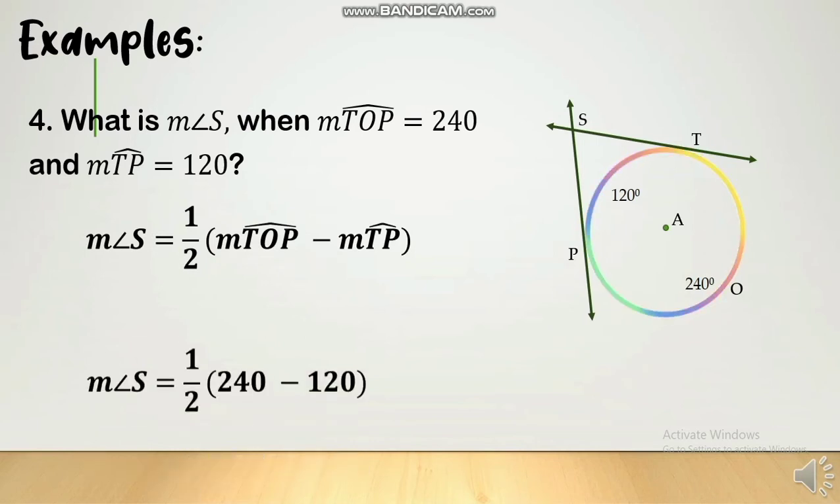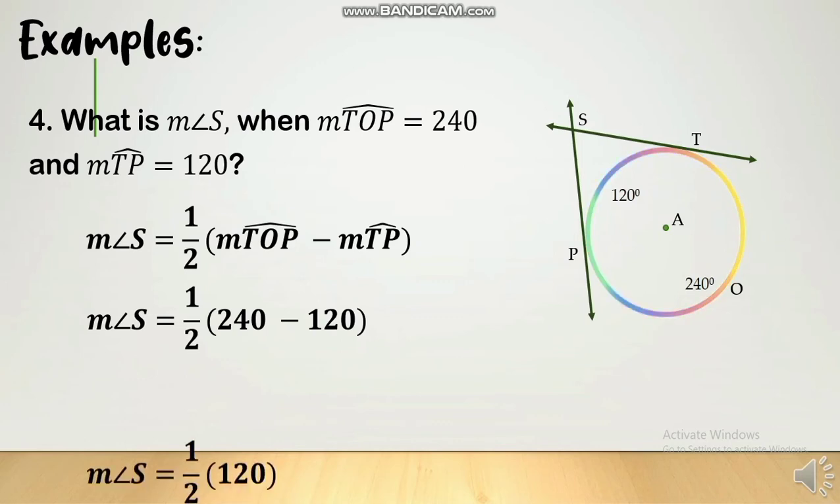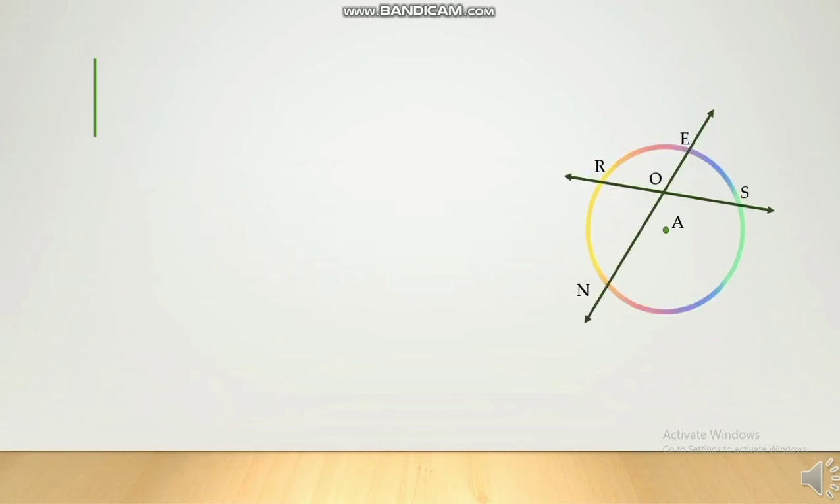The measure of angle S is equal to 1/2 the quantity 240 minus 120, because the measure of arc TOP is 240 and the measure of arc TP is 120. So 240 minus 120 is equal to 120, and 1/2 of 120 is equal to 60. So the measure of angle S is equal to 60.